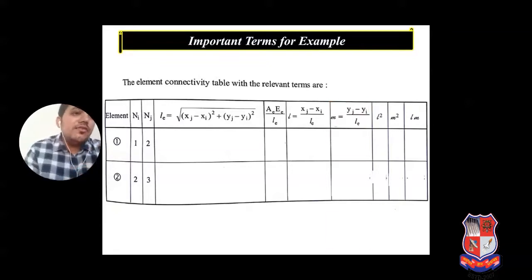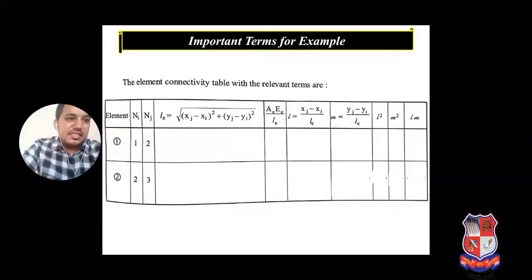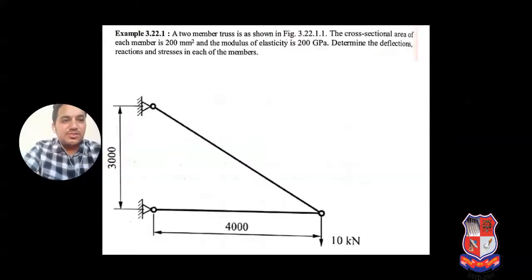So up to N we have to find L square, M square and LM, because we put these terms in the global stiffness matrix. Before adding these values in the global stiffness matrix, we have to find the individual stiffness matrix. That value we can put in using this kind of relevant table. Okay, let's go ahead. Everyone keep ready with your mind, your notebook and calculator.